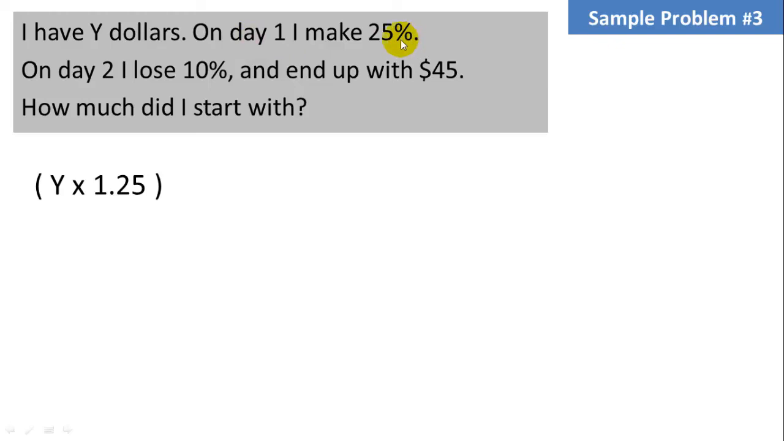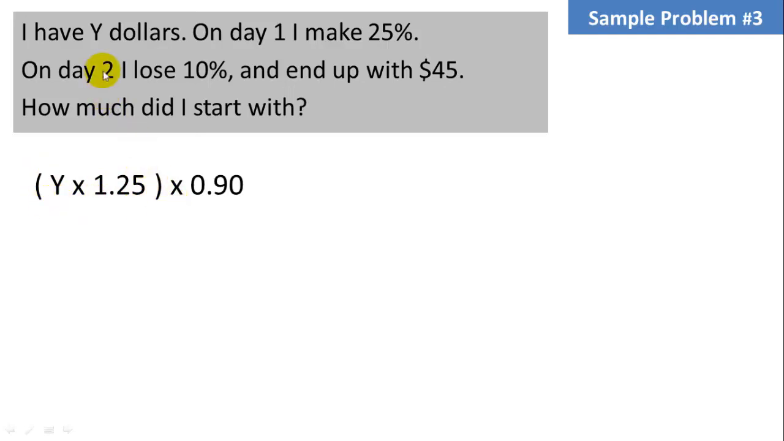Now on day 2, I lose 10%. So to put that into an equation format, we say this whole amount we're going to put inside parentheses. That's the result of day 1. The resulting amount that's left over after day 1 is Y times 1.25. Now we have to treat this as one amount, and we put it inside of parentheses.